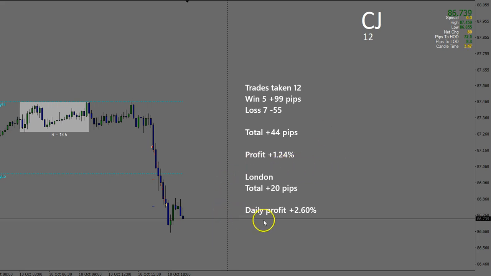I traded London this morning after working with the Price Action Traders Institute members. After the live webinar, I traded the London session, very short session for me, and I took 20 pips from that. So all in all, the daily profit was plus 2.60%, 2.6%. So a good day, good profitable day, and worked out really well.